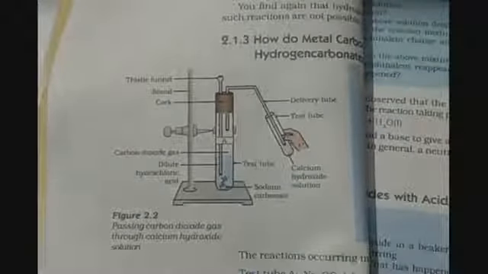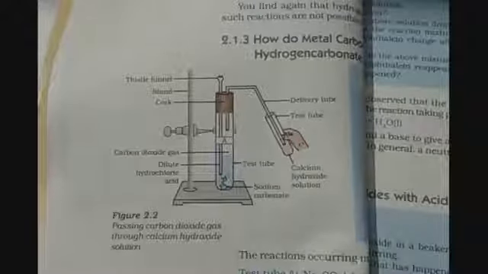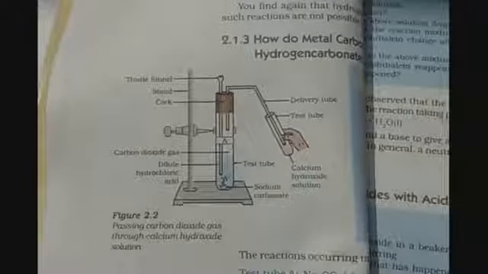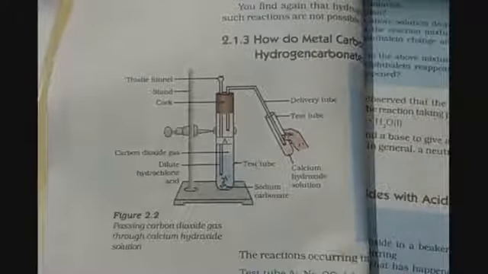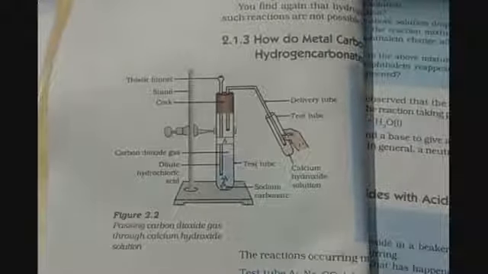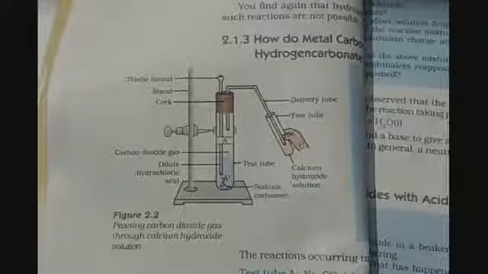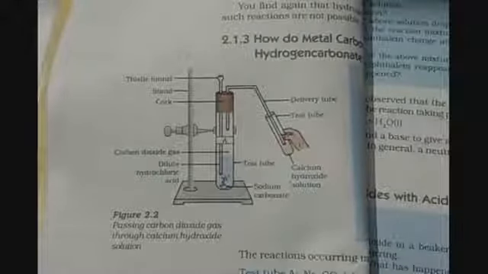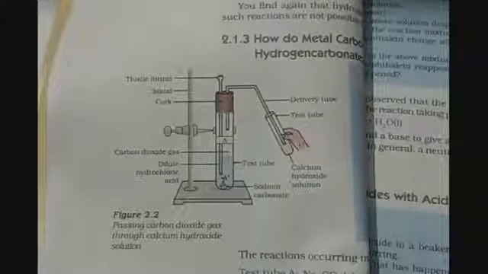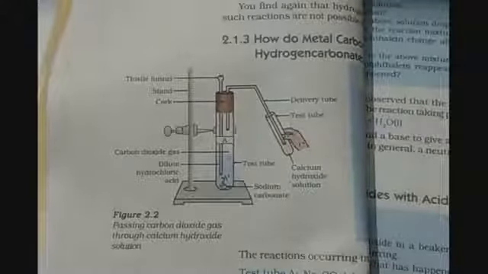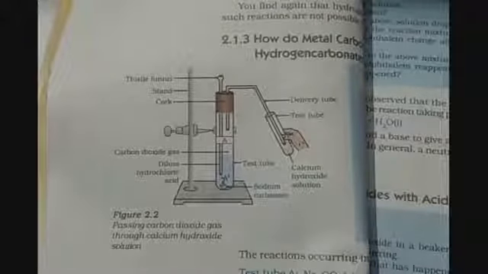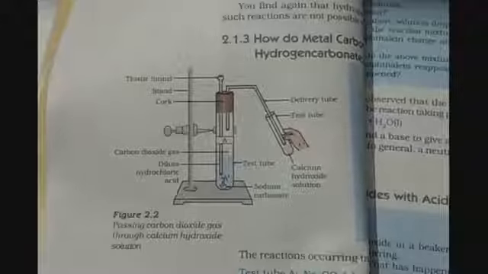This is page number 20 of your NCERT book, and this shows the activity of metal carbonates and metal hydrogen carbonates with the acid. In this activity, we have to take two test tubes, A and B. In both test tubes we will take dilute hydrochloric acid, and in one test tube we will add metal carbonate and in the other we will add metal hydrogen carbonate, and then we will see what happens and what kind of gas is produced.